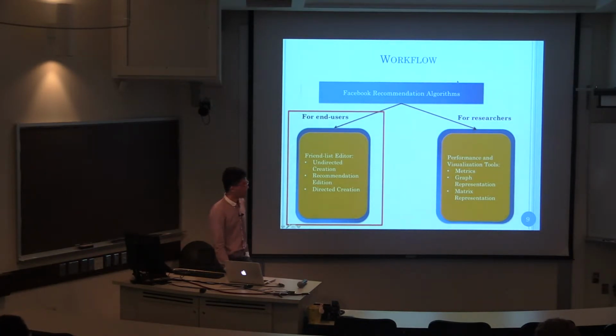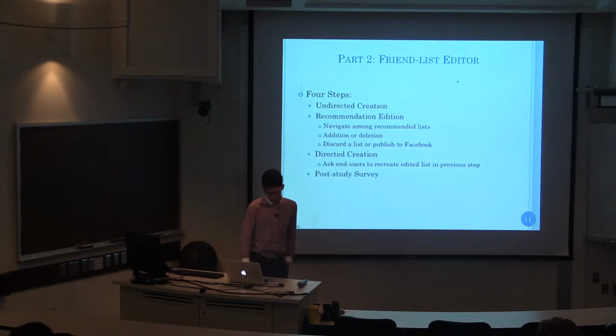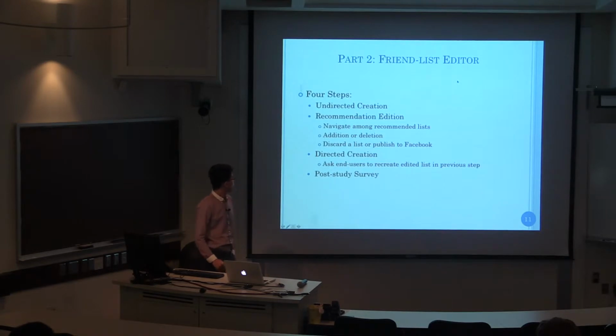It's a friend list editor. The friend list editor is also a Facebook web app that allows editing recommendations and measures the effort the user takes to create the friend list with and without the recommendations. It has 4 steps: undirected creation, recommended addition, directed creation, and a post-study questionnaire. I'll introduce the details in the demo on the next slide.